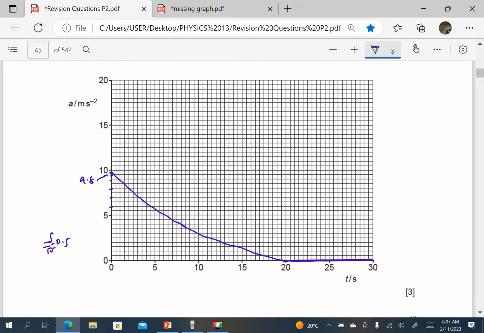So somebody would say, why isn't the graph curving upwards? Curving upwards would mean the acceleration decreases more rapidly as time goes on. But we are seeing from the graph that the acceleration decreases less rapidly as time goes on. That's why the graph is curving downwards. Okay.